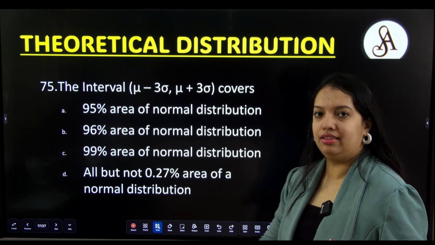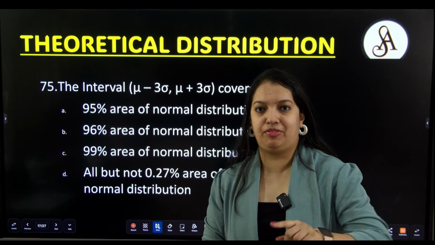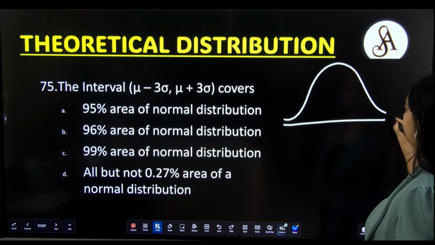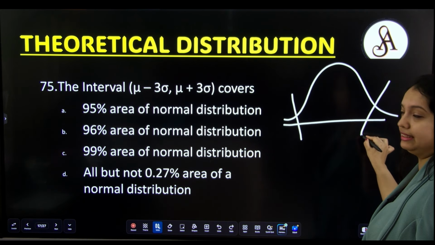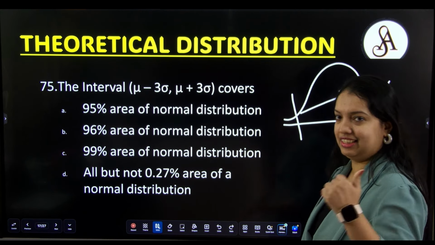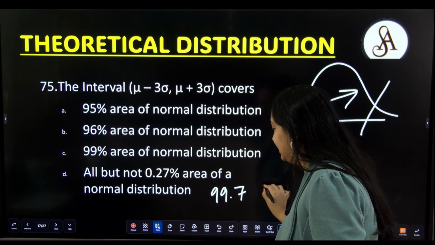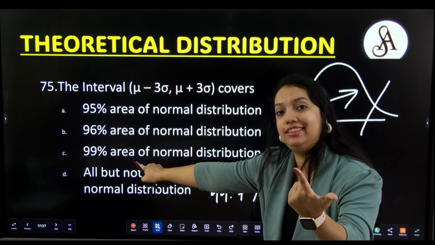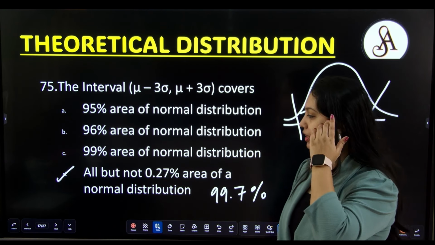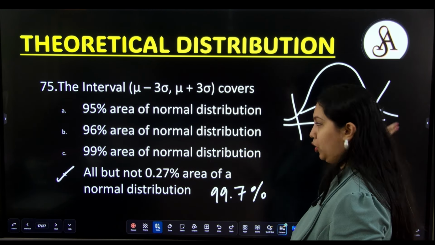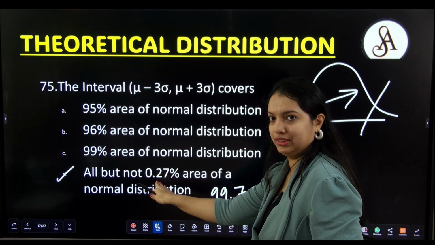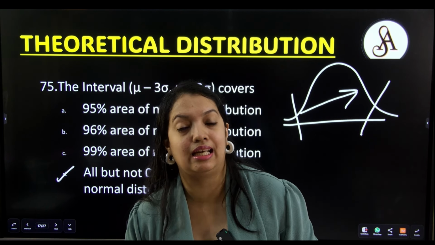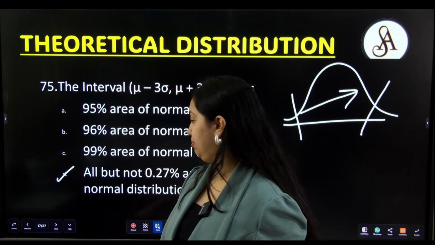The theoretical question: for points from a normal distribution, the area between mu minus 3 sigma and mu plus 3 sigma. If you can remember the diagram, this is mu minus 3 sigma, mu plus 3 sigma. The entire region is 99.7 percent. In the options, I have 99, but I want 99.7. So option D is correct. As option D says, all but 0.27: from the total 100, you subtract 0.27, you get 99.7 percent. This question is frequently repeated in exams, and it is also there in your ICAI material.